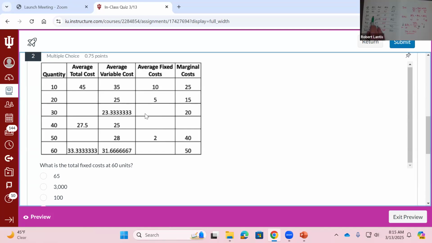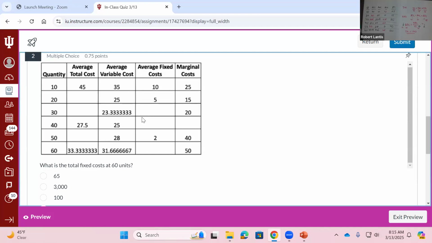So now that I have that, how can I find my average total costs at 20 and 30 units? My total costs are the sum of what two types of costs? Fixed and variable. So just average fixed plus average variable gives me my average total. Here, 26.66 repeated. Down here, 30. I've got everything except for one point filled out now.